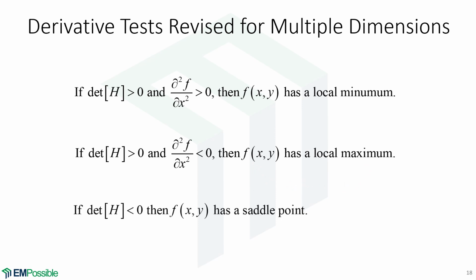If the determinant of our Hessian is less than 0, then we know we're looking at a saddle point, and that is not a local minimum or maximum.